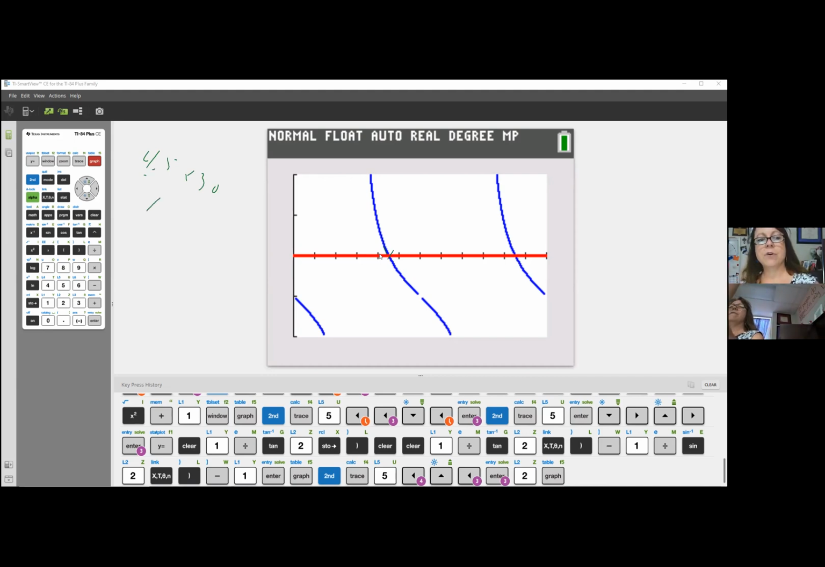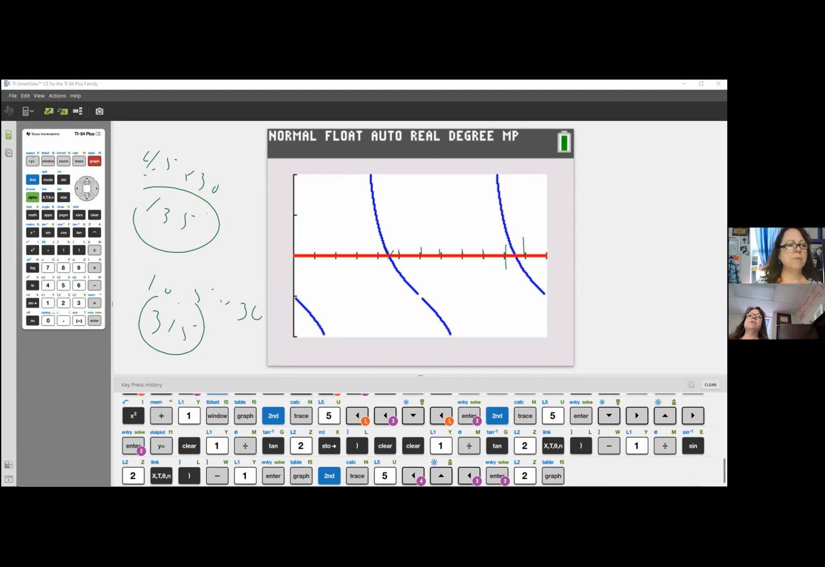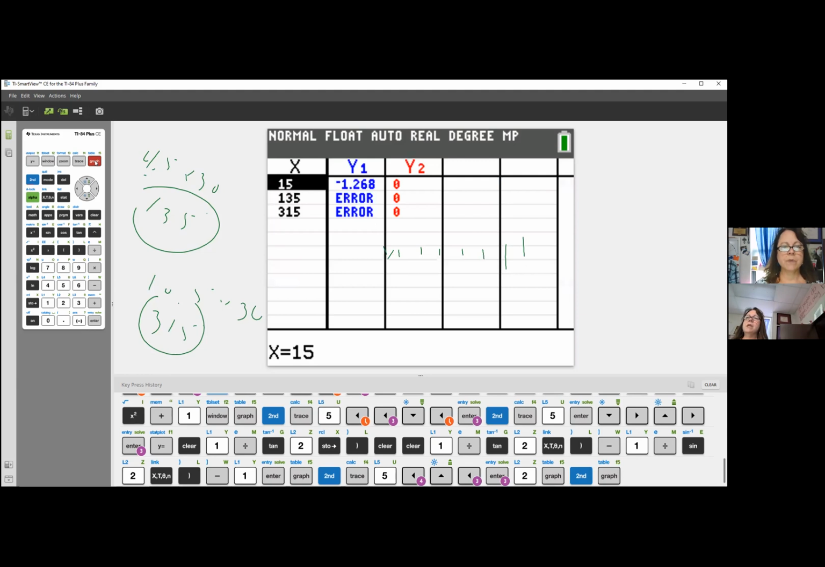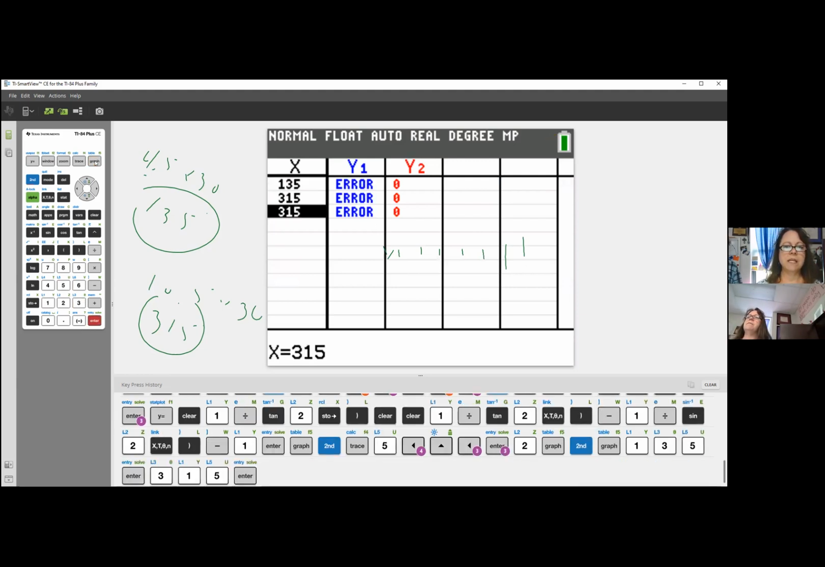135. Okay. All right. And then we've got, let's see, 1, 2, 3, 4, 5, 6, 7, 8, 9, 10, 11. So 10.5 times 30, 315 degrees. All right. And then I need to make sure, so I could go to second table at this point. So I go to second and go to table, and I could go ahead and put in 135 and I can put in the 315.